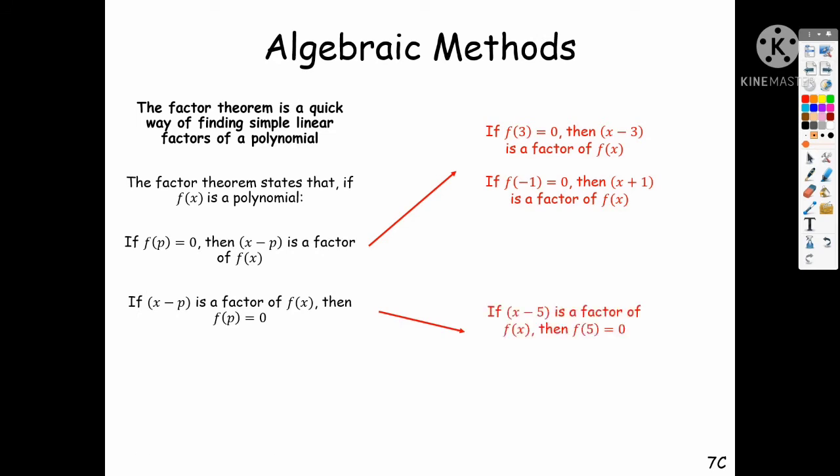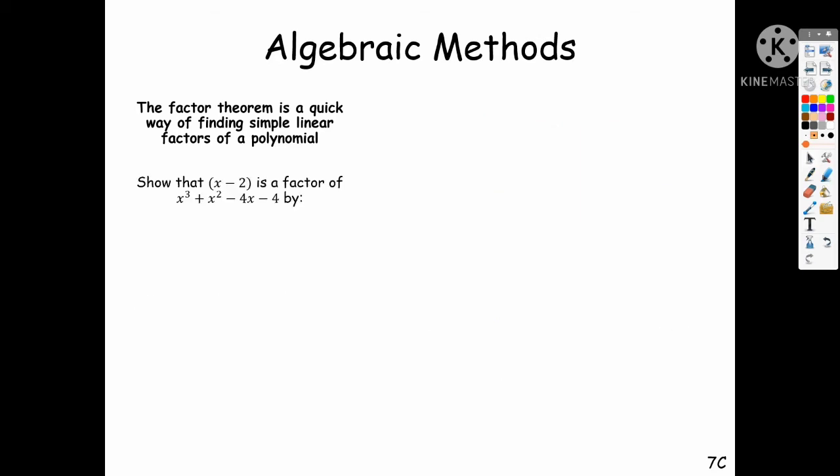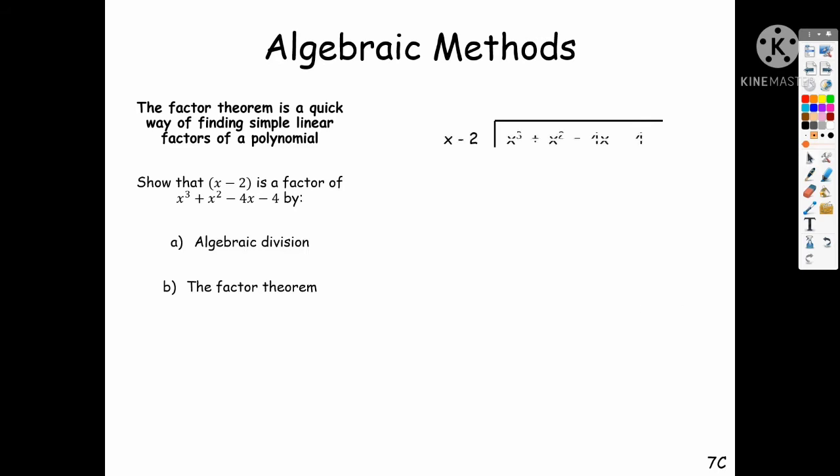I.e. if x minus 5 is a factor of f of x, then f of 5 equals 0. Or if x plus 4 is a factor of f of x, then f of minus 4 equals 0. So here's a question. Show that x minus 2 is a factor of x cubed plus x squared minus 4x minus 4. So, part A, you can use algebraic division. And part B, you can use the factor theorem. So algebraic division, we just did.